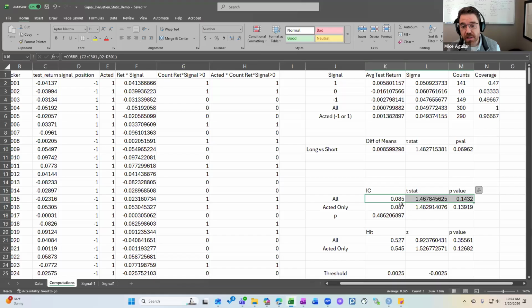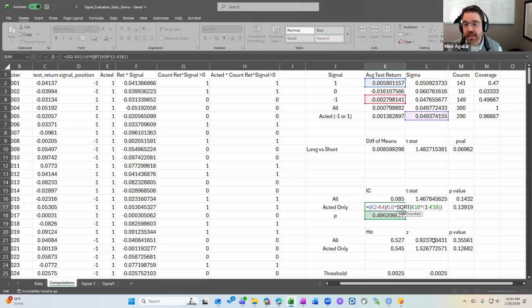I could take a subset of this and look at what's acted on, meaning only the subset of assets where I pulled the trigger, long or short. And I did the same formulas effectively. The construction for the information coefficient is slightly different. It's not just a correlation. The correlation actually would be a close proxy to it.